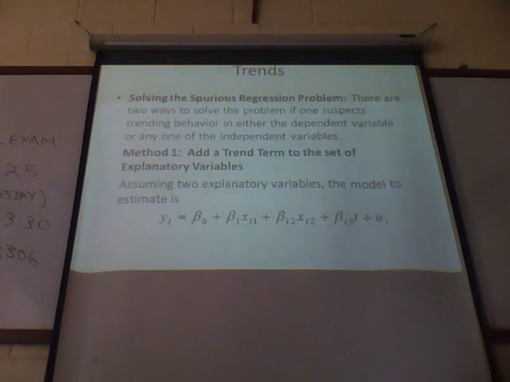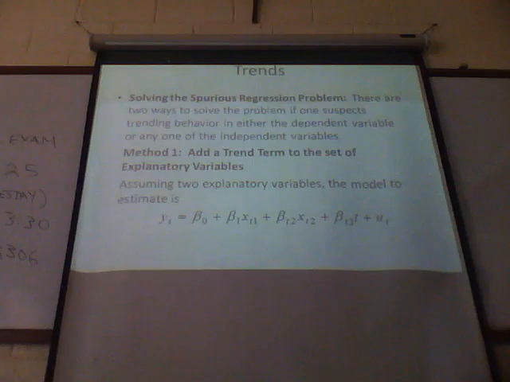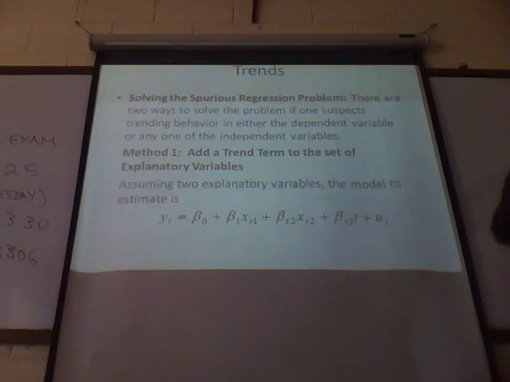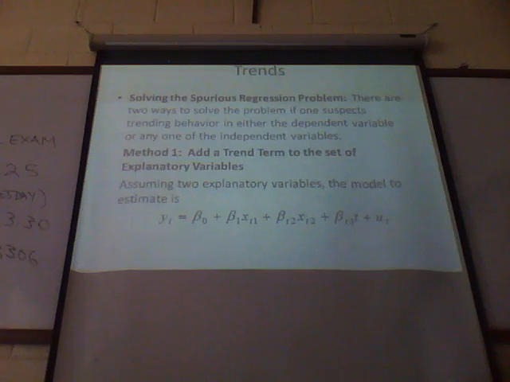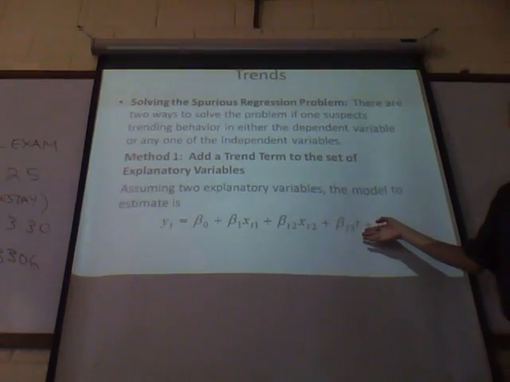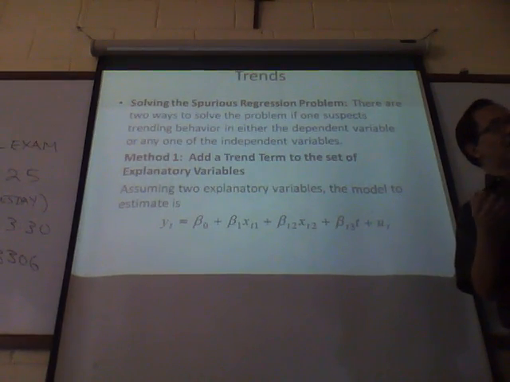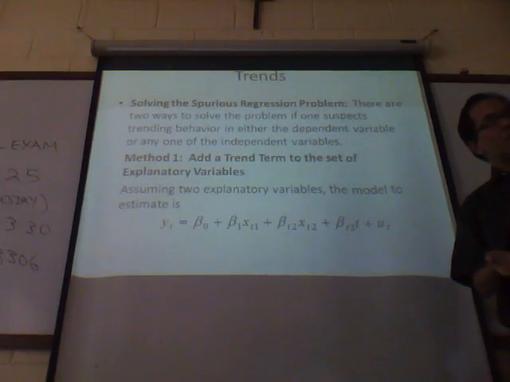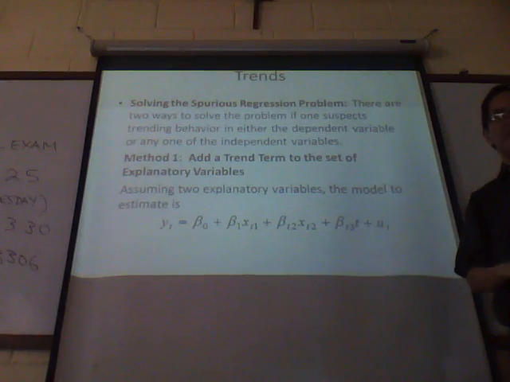Now, last time we talked about how to solve the problem of spurious regression. The solution comes in two kinds. One kind is just to add a trend term to the set of explanatory variables. So it's as simple as adding another independent variable, which is time. You create this artificial variable, which is just numbered chronologically: 1, 2, 3, 4, 5, etc.